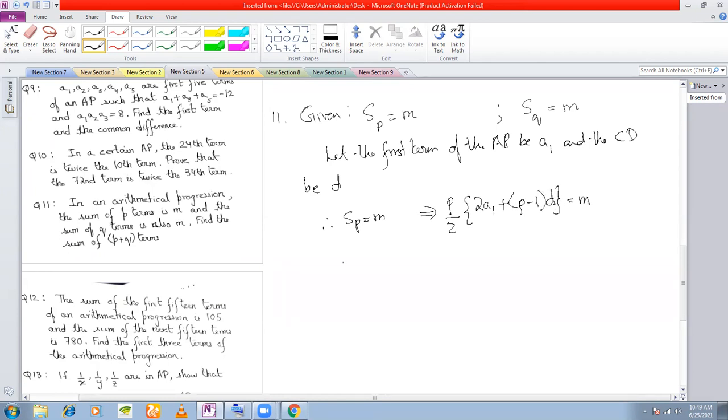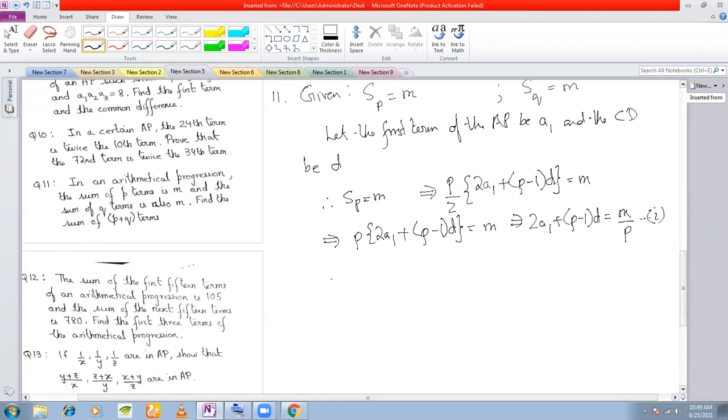is equal to m. That means, if you cross multiply, you will get p into twice a1 plus p minus 1 into d is equal to m. That means you get twice a1 plus p minus 1 into d is equal to m by p, right? This is one simultaneous equation in a1 and d. We call it 1.